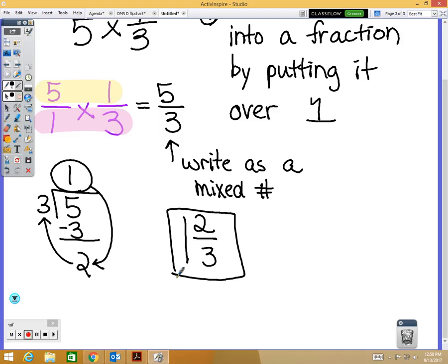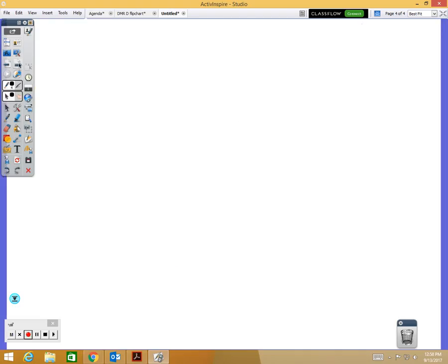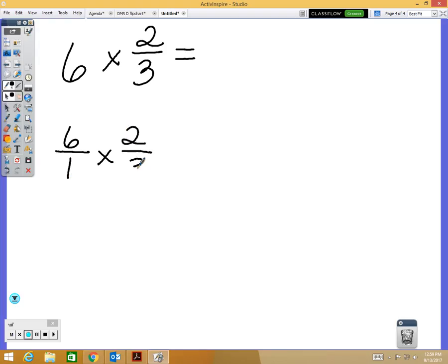Okay, let's try another one where you have to do a whole number times a fraction. Let's do 6 times 2/3. Why don't you please try that one on your own? Alright, so hopefully you rewrote your 6 as 6/1 times 2/3. And then when you multiply straight across, you get 12. And on the bottom, multiply straight across, you get 3.